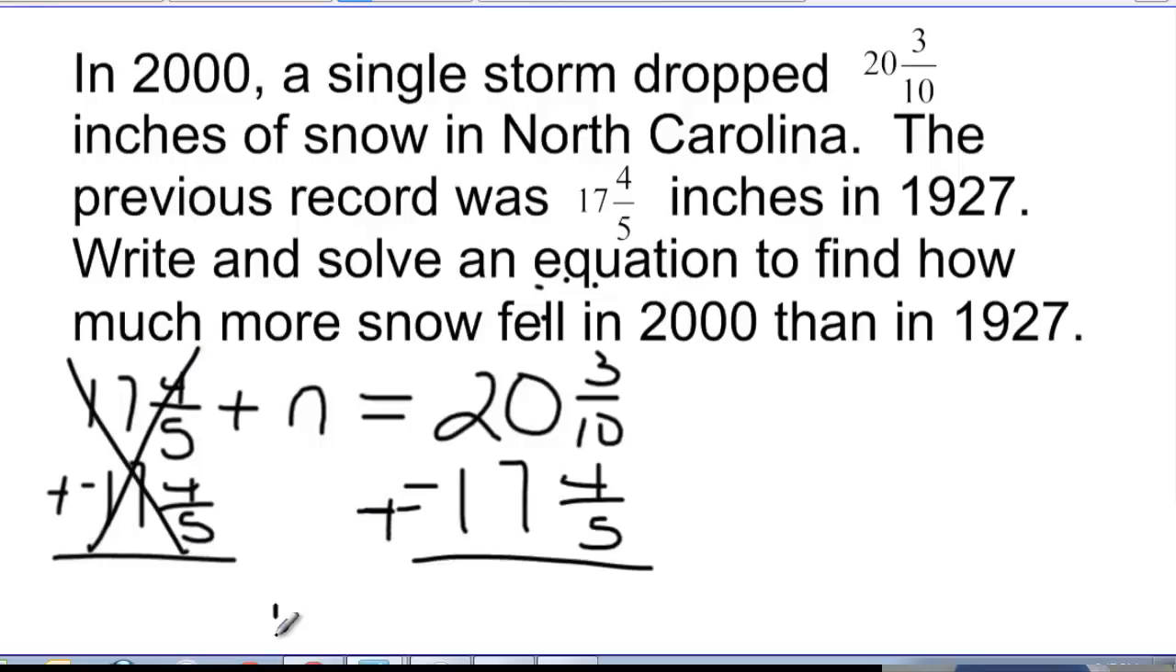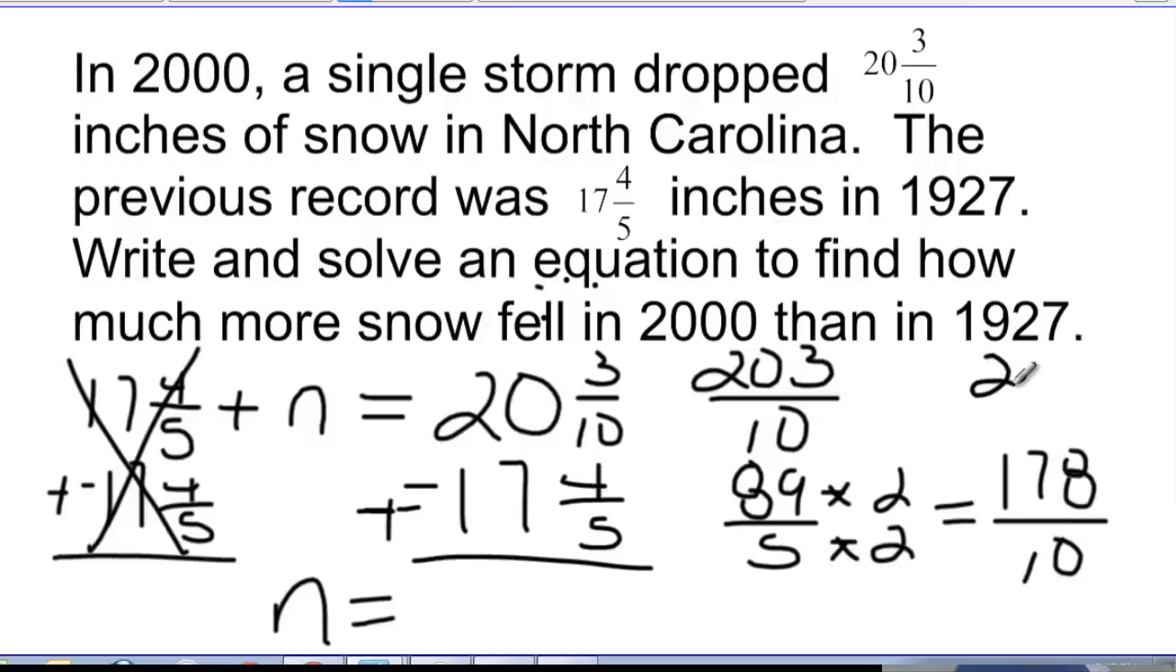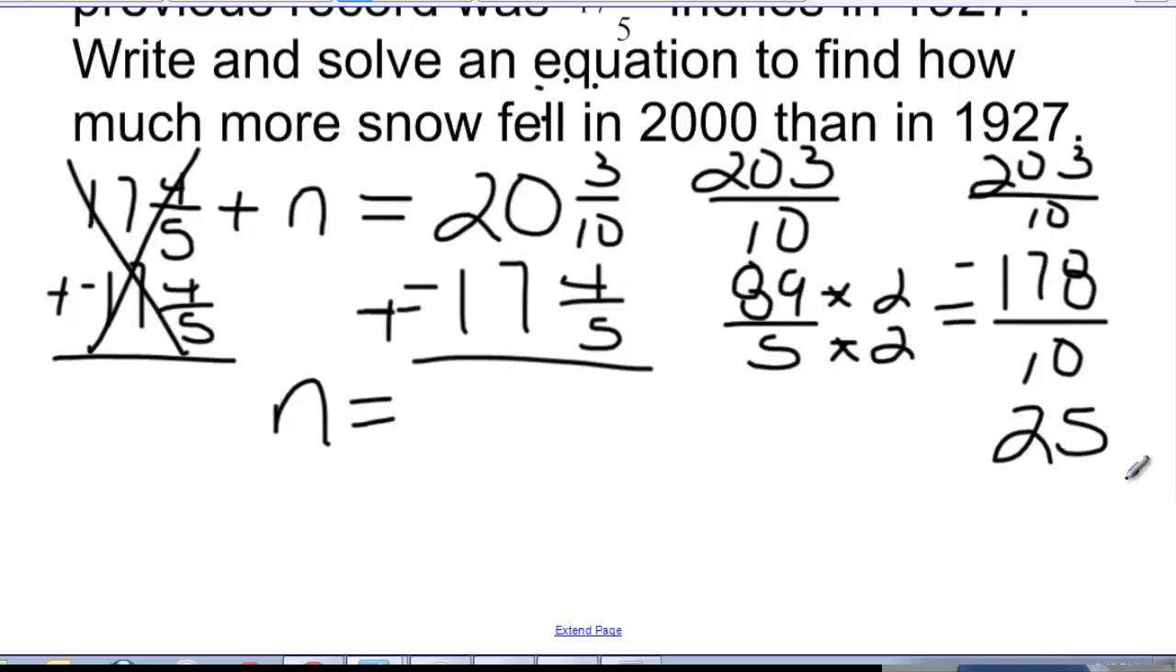So this adds up to 0, leaving n over here. And like I said, we're going to change these two mixed numbers to improper fractions. So 20 times 10 is 200, so I get 203 when I add the 3/10, and 89 fifths. My common denominator here is going to be 10, so I need to multiply both of these by 2. And 89 times 2 is 178 over 10. So now I'm doing 203 over 10 minus, or plus a negative, 178 over 10. So I get 25 tenths. So n equals 25 tenths.